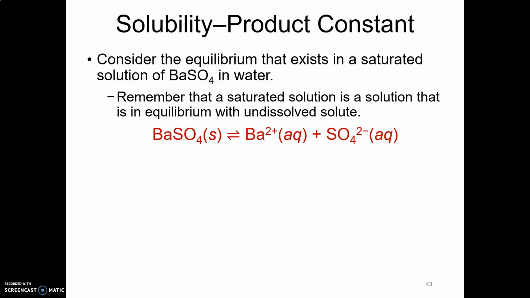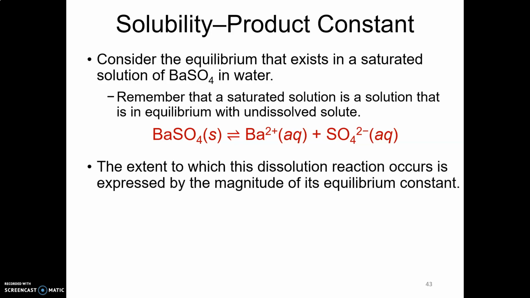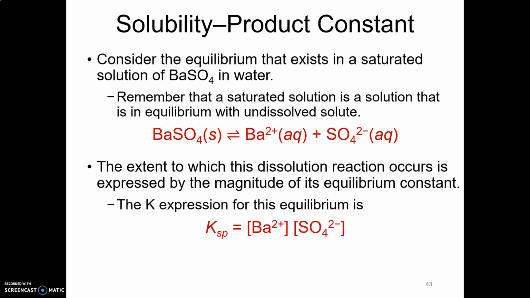You're taking the barium sulfate, you're throwing it in water, and you end up with aqueous barium ions and aqueous sulfate ions. Again, if we write the K expression for this, we're not going to include the solid. It's just going to be K equals the concentration of the barium ion times the concentration of the sulfate ion. And we call this Ksp, where sp stands for solubility product, because we're talking about a soluble ionic product that has dissolved.